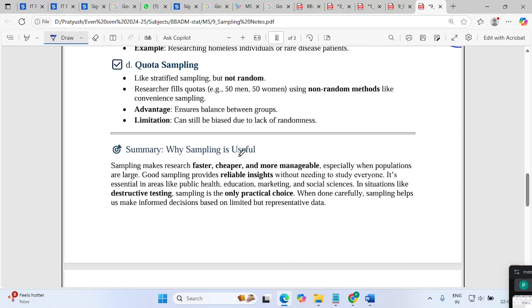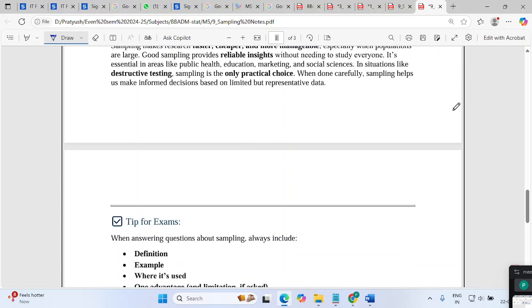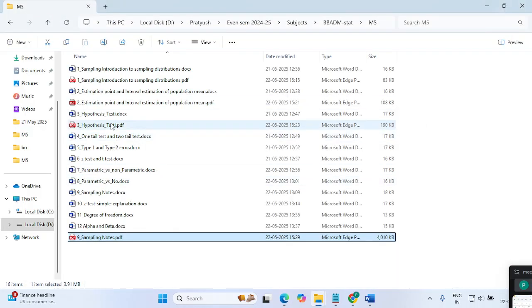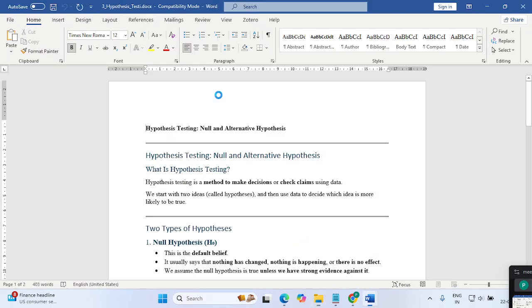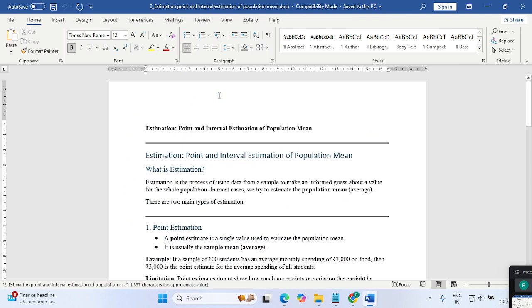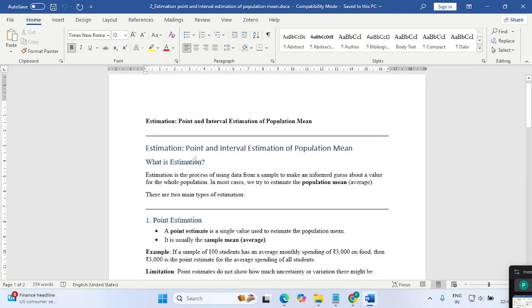Okay. So I hope I was able to explain sampling. Now I'm going to the next thing, which is an important thing: estimation, which is point and interval estimation. So point estimation, let me try to explain.